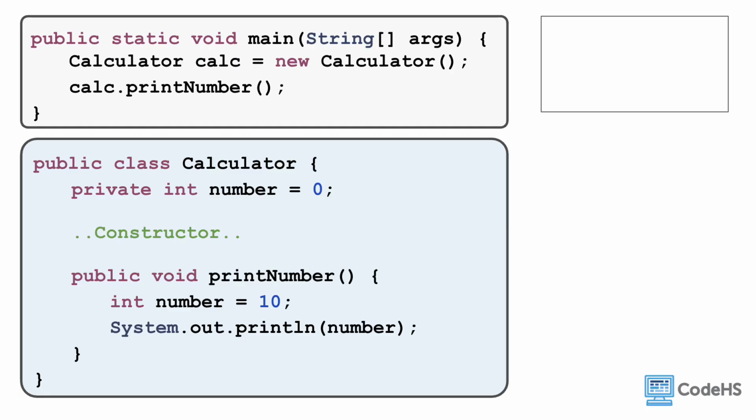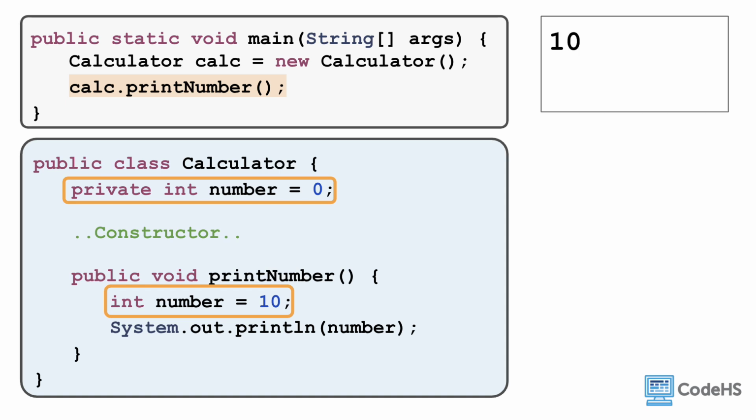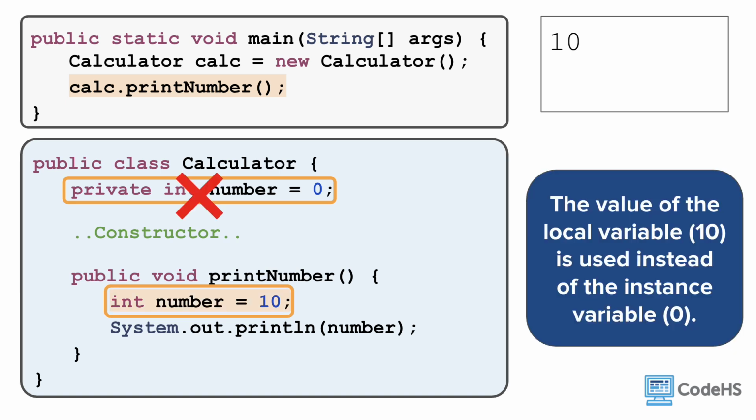This program has a runner class with the main method and a calculator class. In the calculator class, there are two variables named number. One is an instance variable and the other is a local variable in the print number method. What do you think will print when the print number method is called, 0 or 10? When the print number method is called, the result of the print statement is 10. This is because the value of the local variable, whose value is 10, is used instead of the instance variable.